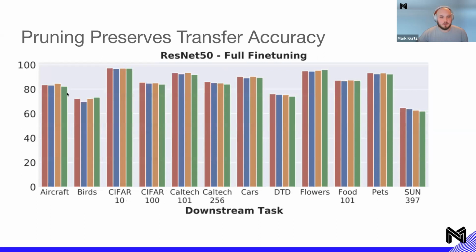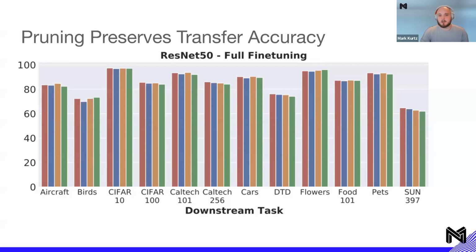For full fine tuning though, we see a different story, where generally all of these bars are about even across all of the tasks. We're applying a sparse network and it's converging very quickly back to what the dense baseline was, in some cases exceeding it, in some cases dropping a little bit below it, but on average working out to be nearly equivalent to what the dense was.